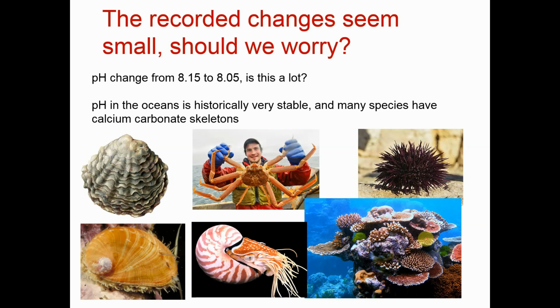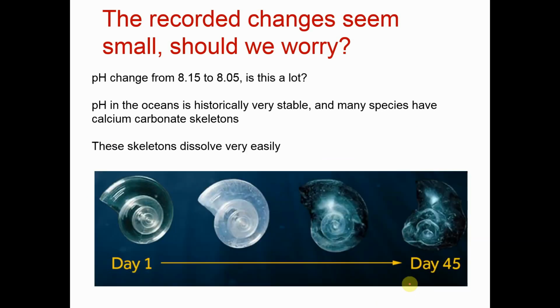In addition, many ocean species have skeletons made of calcium carbonate. So all the oysters, all the crabs and lobsters, all the sea urchins, all the abalone, all the nautilus, squid and cuttlefish, and all the corals, their skeleton, so the hard structures inside these species, is made of calcium carbonate. This is what generates limestone. And these calcium carbonate skeletons dissolve very, very easily when conditions become slightly more acidic.